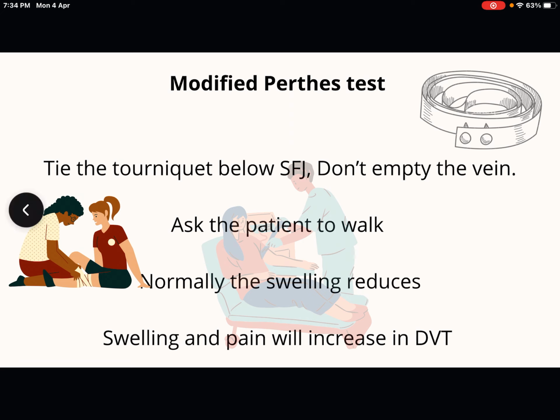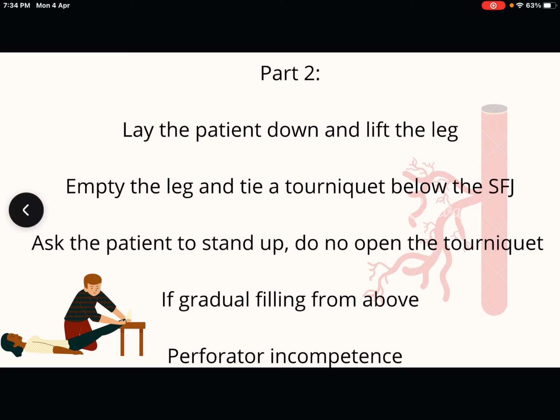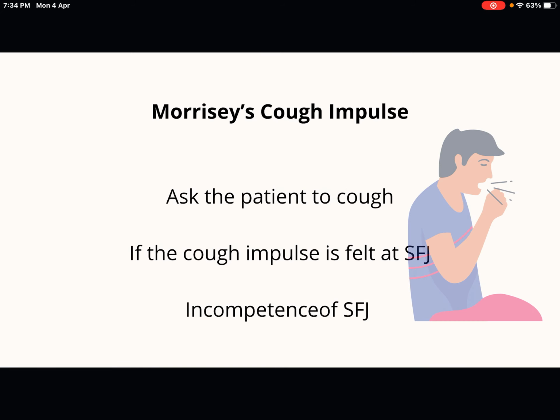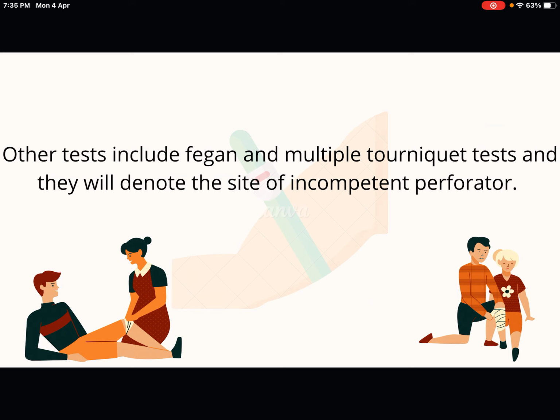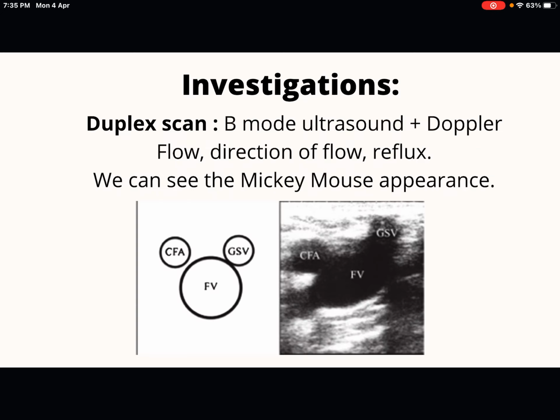So in total we have discussed 4 tests. What are they? The Trendelenburg test, with part 1 and part 2, then Morris's cough impulse test, then Schwartz test, and then the modified Perthes test to rule out DVT. Then there are other tests: Fegan's and multiple tourniquet tests. They denote the site of an incompetent perforator. If any incompetent perforator is there, they will show the particular site of that perforator. There are various other methods for testing varicose veins, and they are available in DAS.